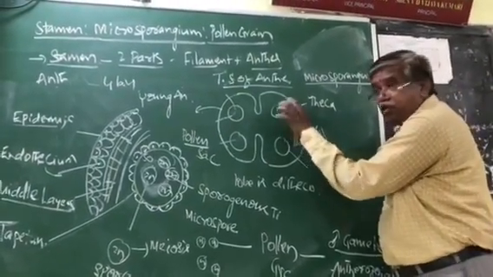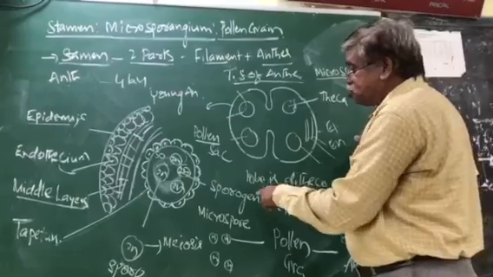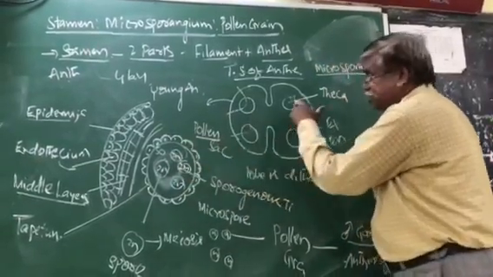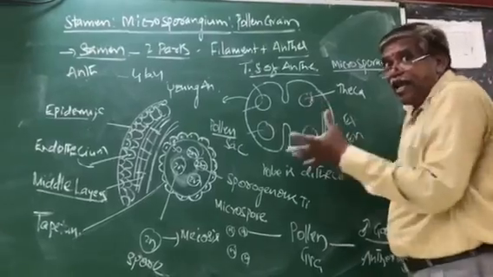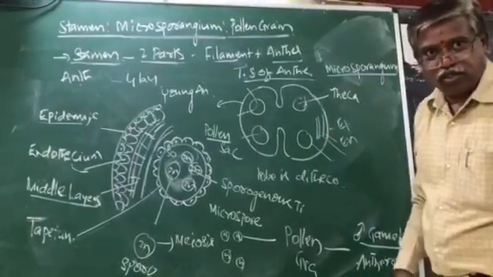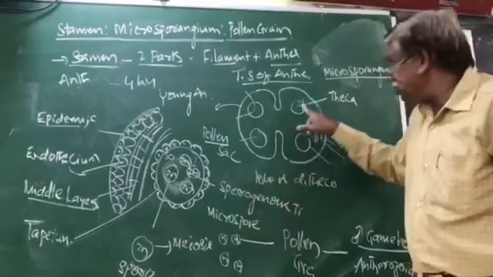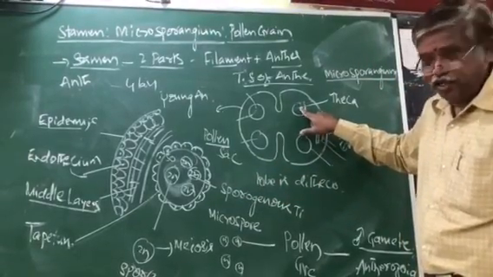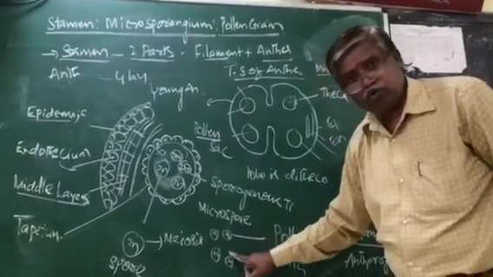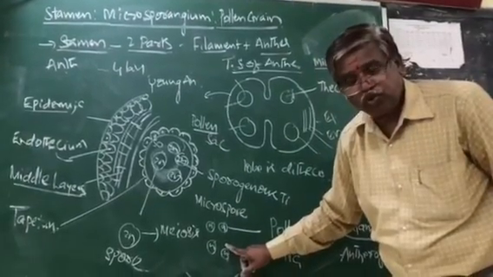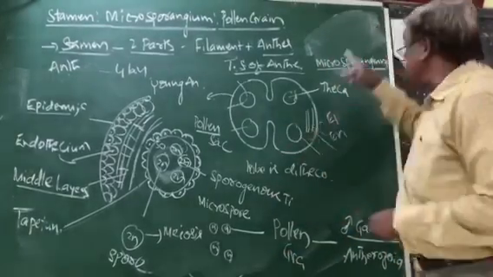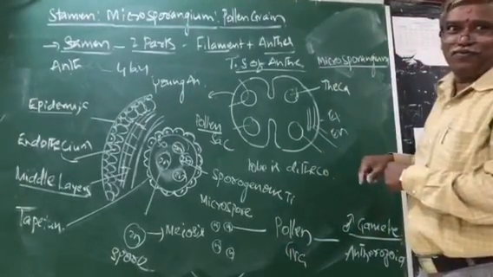This theca is filled with diploid cells. These diploid cells are called sporogenous cells. These are the sporogenous cells present in theca at the young stage. After 3 or 4 days, these sporogenous cells present in theca undergo meiosis and form microspores. So now, where are the microspores? In theca. Now it is called microsporogenesis.